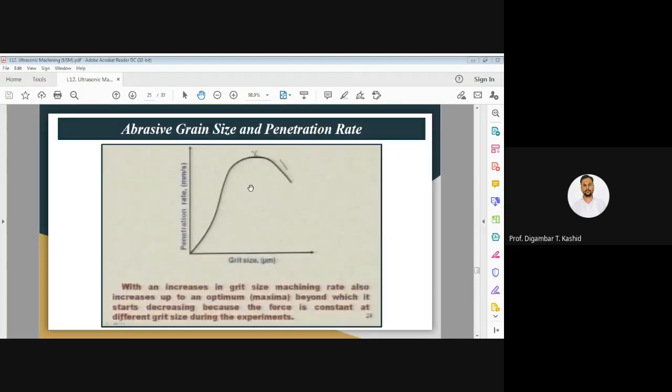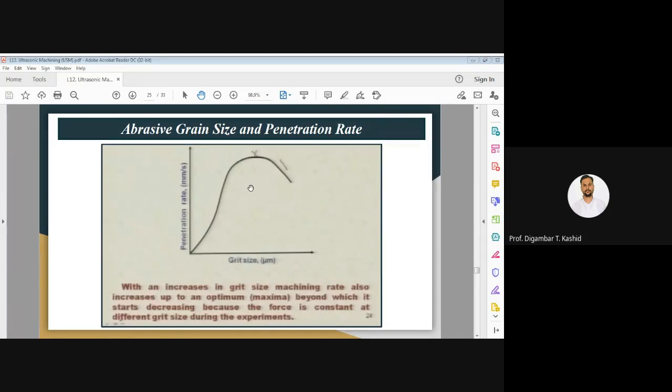Then another parameter is the abrasive grain size. You can call it grit size or grain size. It is another important parameter which affects the penetration rate. You can see that as the grit size is increasing, there is an optimum value where you get the maximum penetration rate, in units per second. The machining rate, meaning your penetration rate, also increases up to an optimal value where you get the maximum.